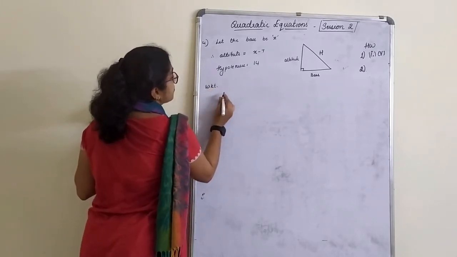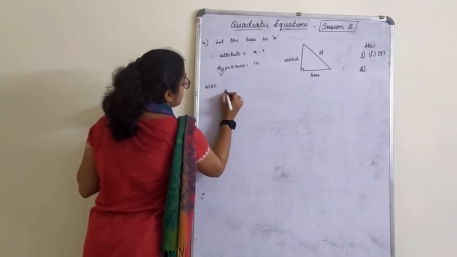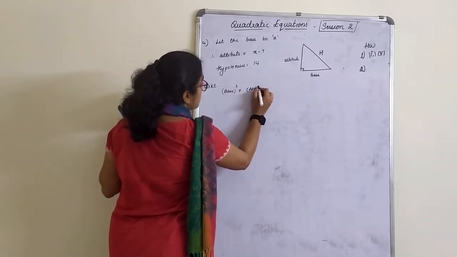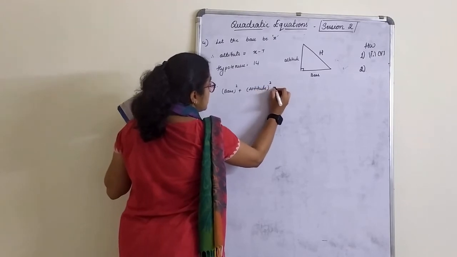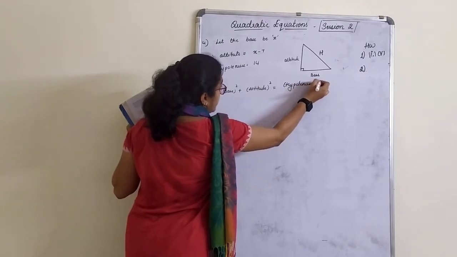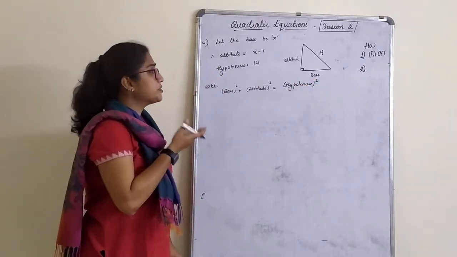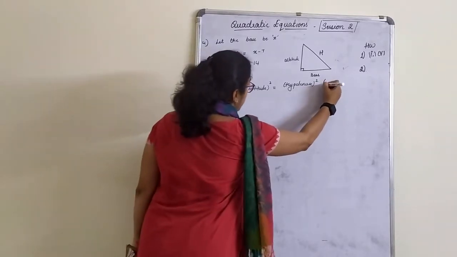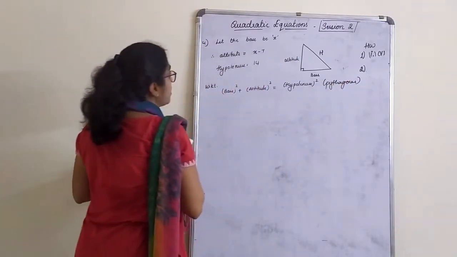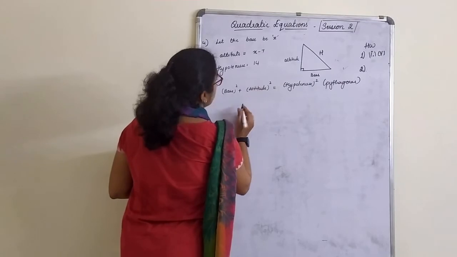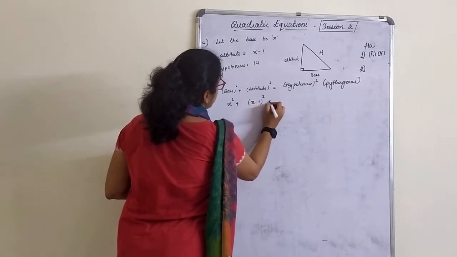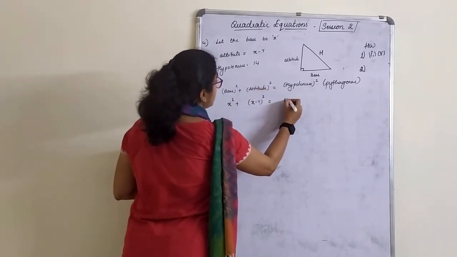We know that the square of the base plus the square of the altitude is equal to the square of the hypotenuse. Hypotenuse square is equal to the sum of the squares of the other two sides. That is from the Pythagoras theorem. Base is how much? x. Altitude is how much? (x minus 7) whole square. What is the hypotenuse? 14 square.